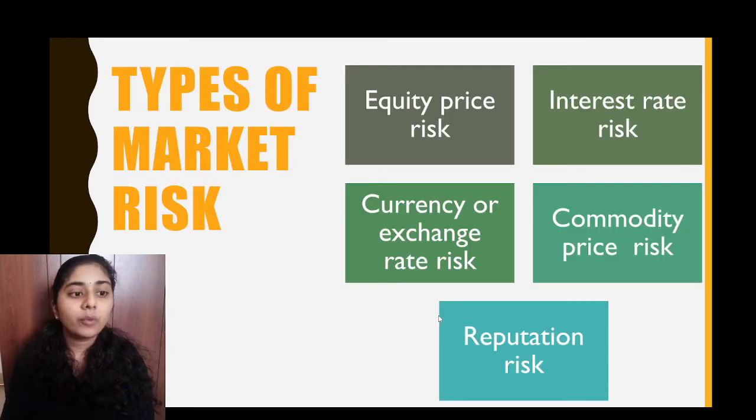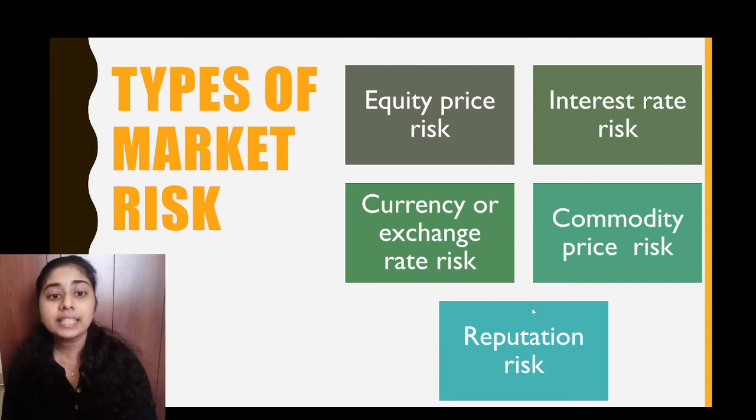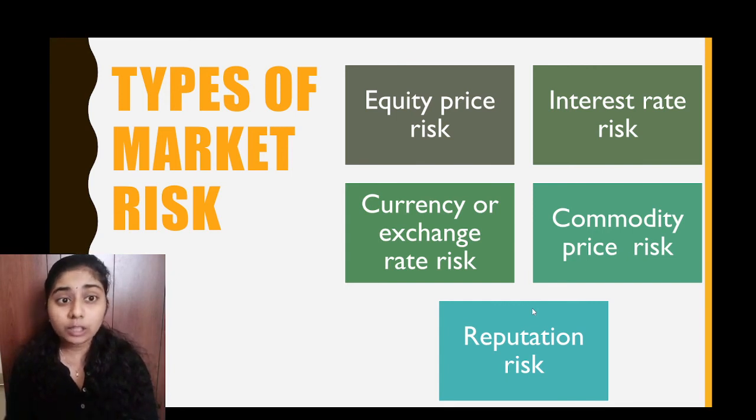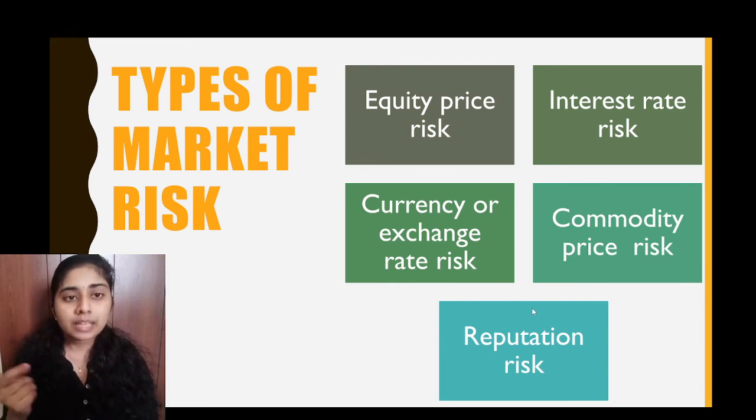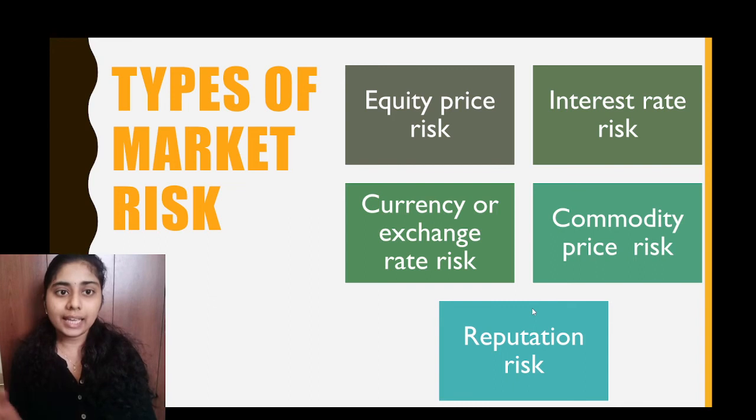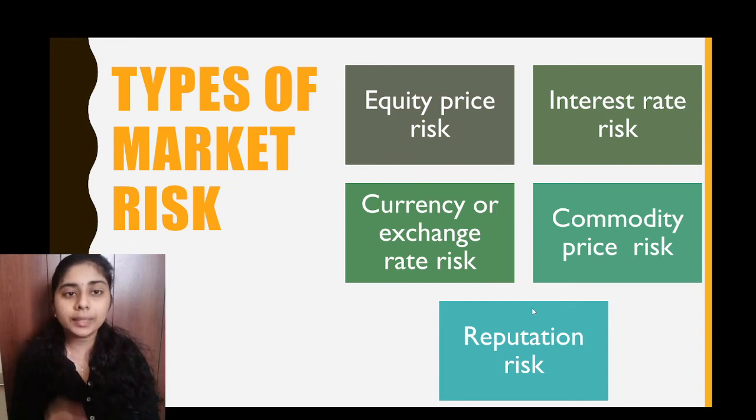Now let's see what are the types of market risk. The first type of market risk is equity price risk. As we all know, the equity market is a very volatile market, and the prices of equities or shares change every day. So the change in price will create a risk, and that is known as equity price risk. Second one is interest rate risk. Change in interest rate due to change in market rate is known as interest rate risk.